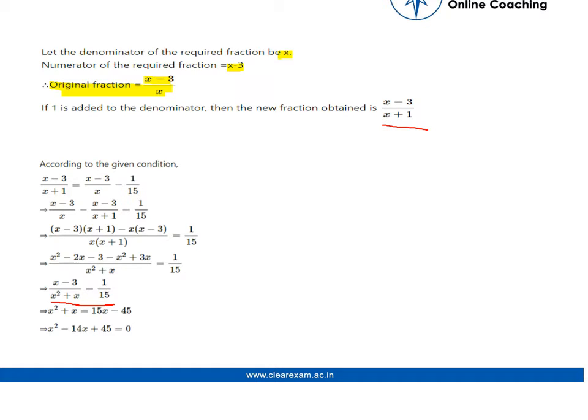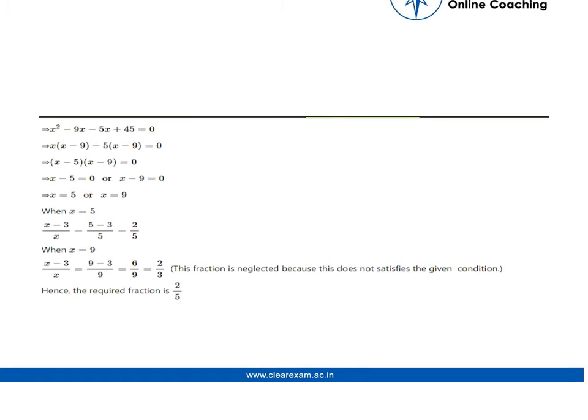Solving it, we will get the condition x minus 3... splitting the middle term as minus 9x minus 5x, creating factors, we will get x minus 5, x minus 9 equals 0. The value of x would be 5 or 9.